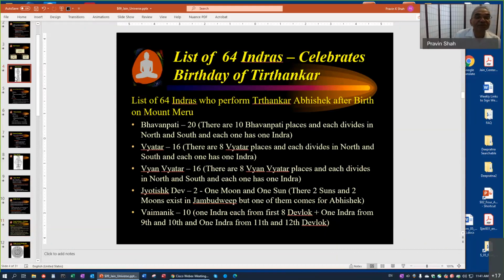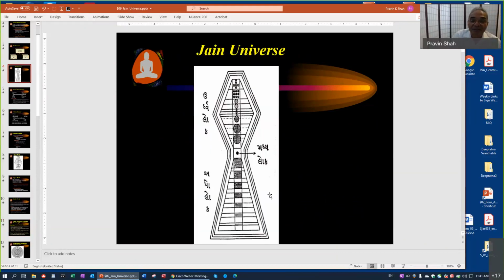Okay, just to see you. This is where the Vaimanik Devs come, up to here; nobody from Graivek and Anuttar comes. Okay, even in Vaimanik Devs, the higher the Devlok, their number reduces.